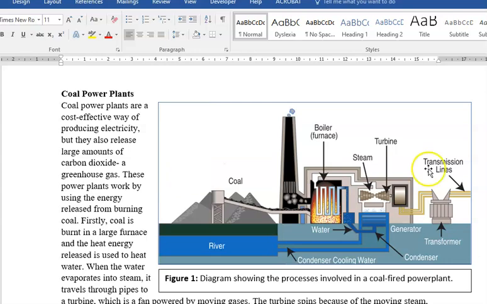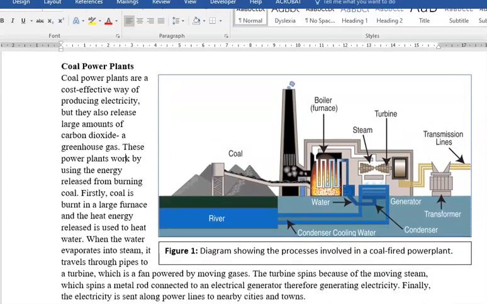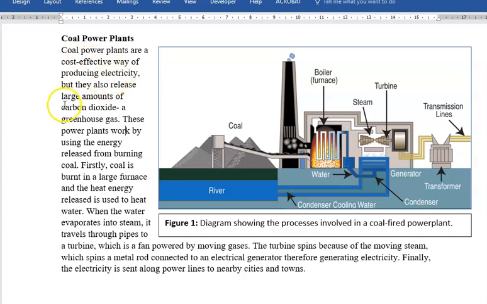There we go. So here's the paragraph that I'd written already. It says, coal power plants are a cost-effective way of producing electricity, but they also release large amounts of carbon dioxide, a greenhouse gas. These power plants work by using the energy released from burning coal. Firstly, coal is burnt in a large furnace, and the heat energy released is used to heat water. When the water evaporates into steam, the steam travels through pipes to a turbine, which is a fan that's powered by moving gases. The turbine spins because of the moving steam, which then spins a metal rod connected to an electrical generator, therefore generating electricity. Finally, the electricity is sent along power lines to nearby towns and cities.